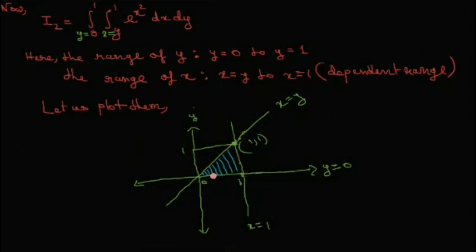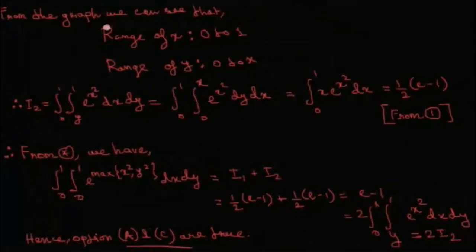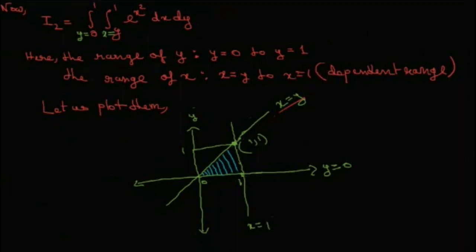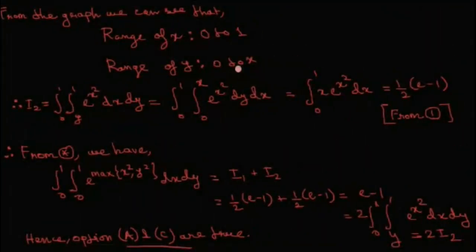Now if we plot these lines, we get this graph, and our feasible region is this one, the region which is marked by the blue lines. So from here you can see that the range of x is from 0 to 1, and the range of y is from 0 to x, since the range of y depends on the line x equal to y.